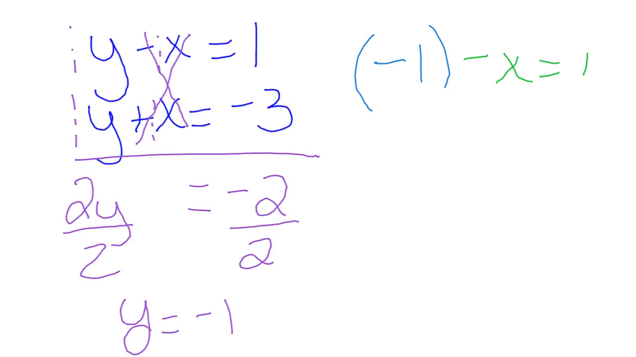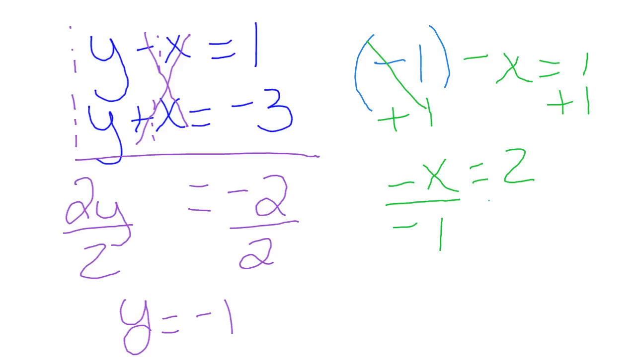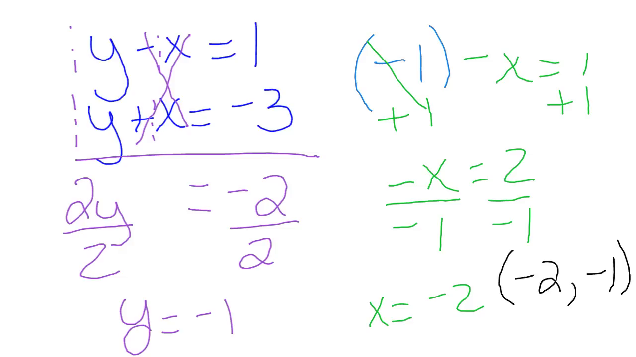So if I have a negative 1, I'm going to add 1 to both sides. That cancels, giving me negative x equals 2. I need to get a positive x, so I'm going to divide by a negative 1. So I get x equals negative 2. Therefore, my solution should be a negative 2, negative 1 coordinate. On the next part, I'm going to show you how to check to see if that's correct.